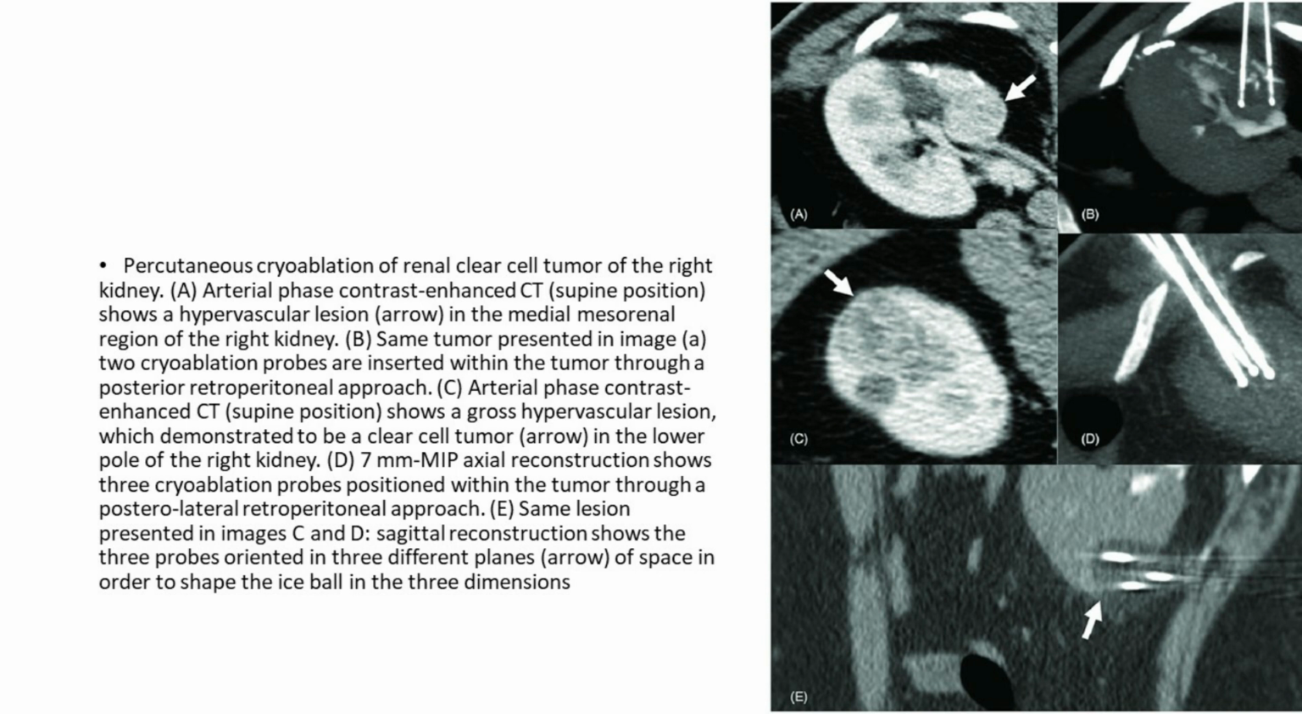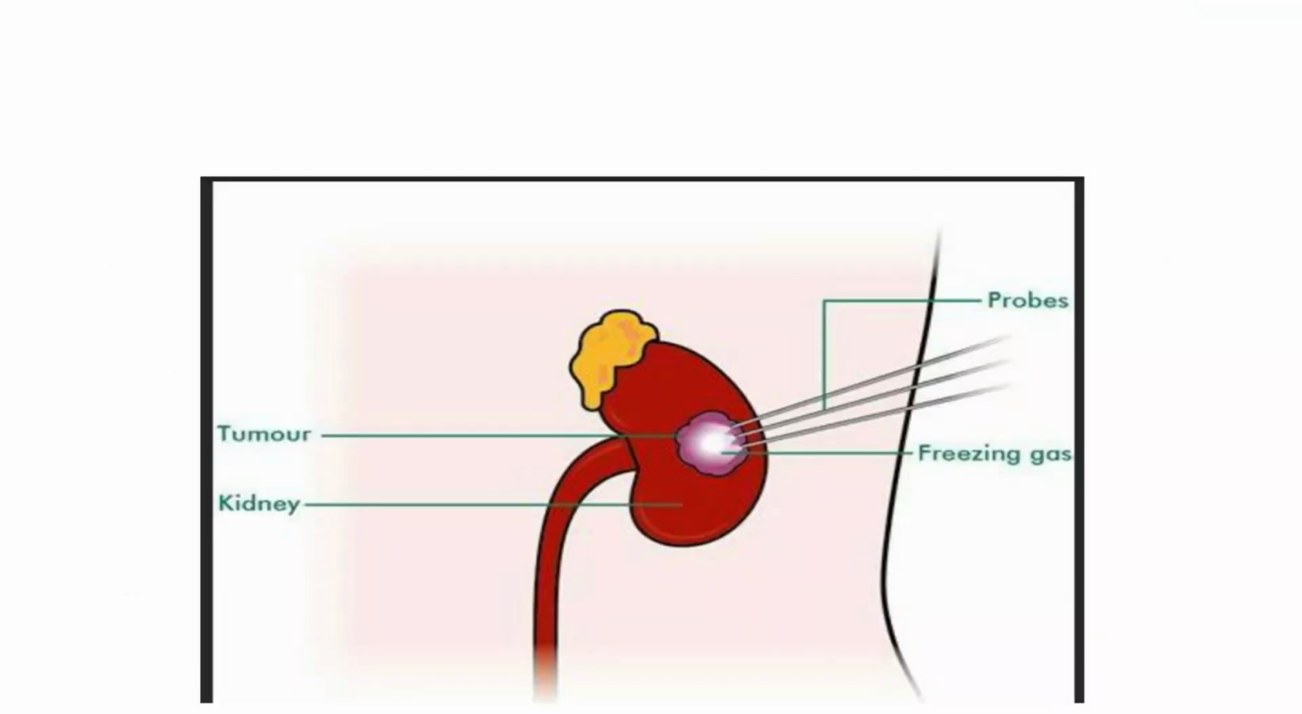Now, this is again the pictorial representation of the CT-guided cryoablation. In image A, we can appreciate a renal tumor. In image B and the further images, 2 to 3 cryoablation probes are introduced into the tumor. And in the last image, image E, you can appreciate an ice ball that is represented by a hypodense area in the tumor with the 3 probes in situ. And this is a coronal image where you can appreciate the 3 probes going into the tumor and the ice ball.